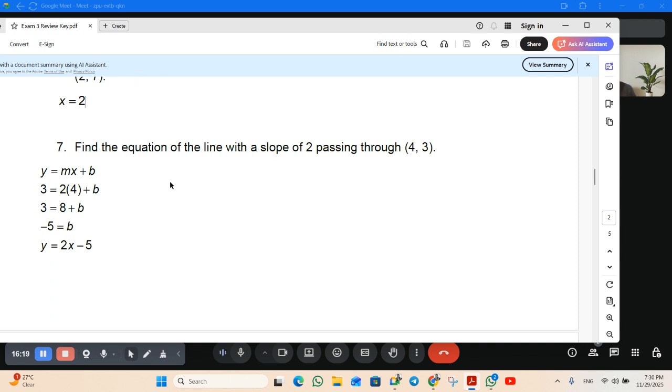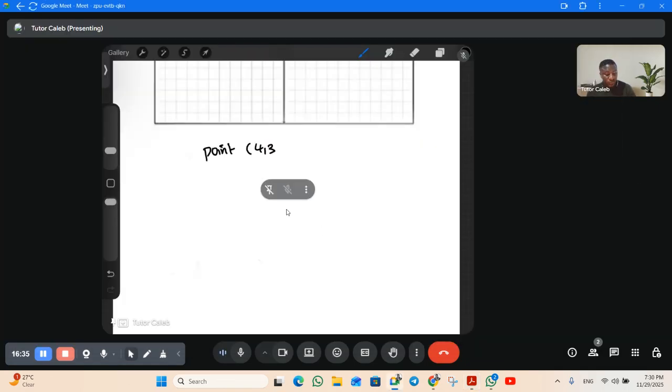Now question 7 says find the equation of the line with the slope 2 and passing through the point 4, 3. So they gave us a point that the line passes through. That point is 4, 3, and they gave us a slope which is 2.